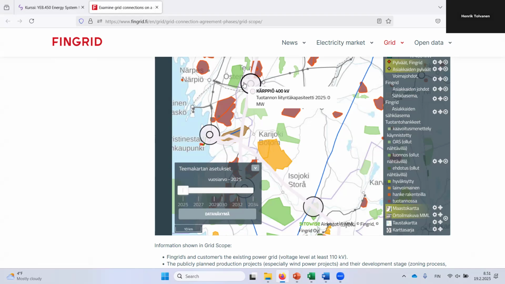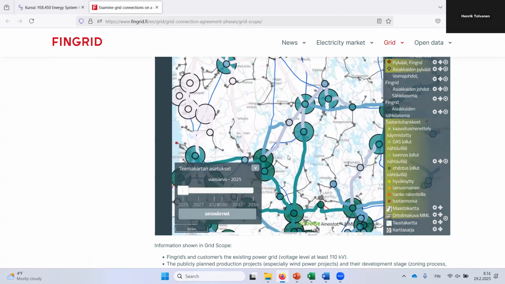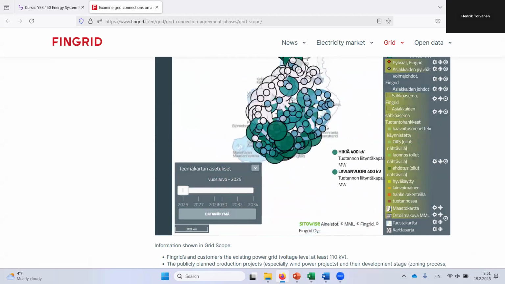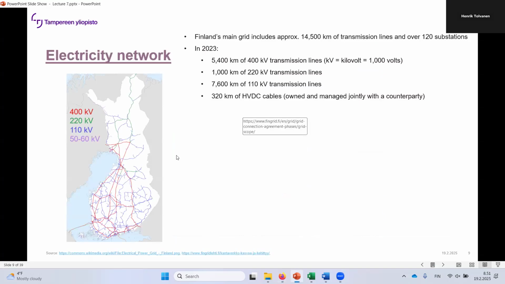So there are transmission limits, and since a lot of the wind power is being built in that area, they also need to strengthen the capacity to transfer it. So this is a really nice and, I think, a bit too detailed map for our own good. But I guess Fingrid knows what it's doing.